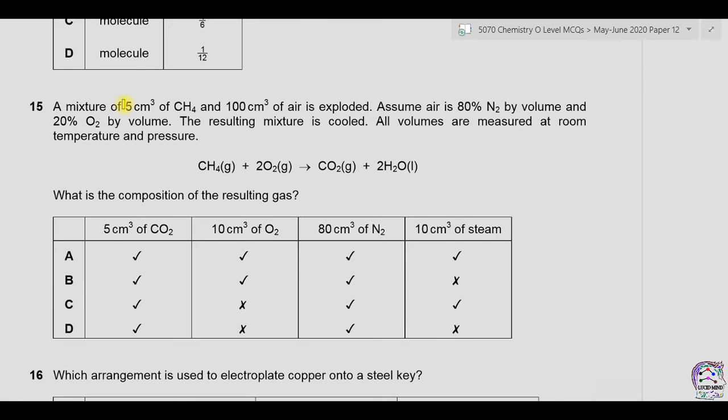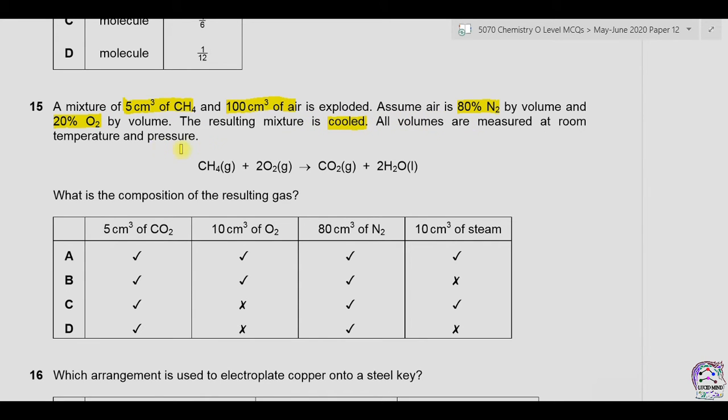Question 15. A mixture of 5 cm³ of CH4 and 100 cm³ of air is exploded. Assume air is 80% nitrogen by volume and 20% oxygen. The resulting mixture is cooled.